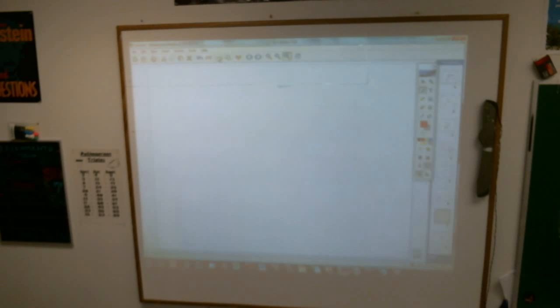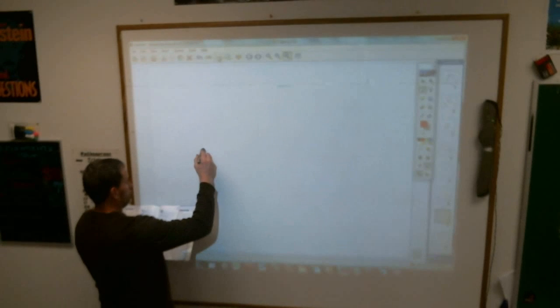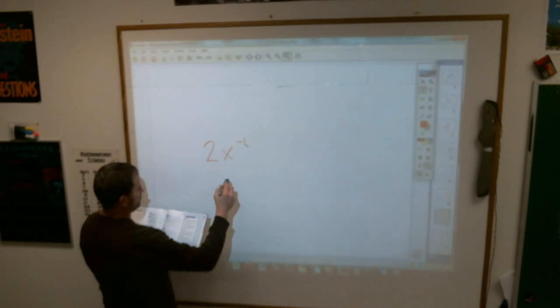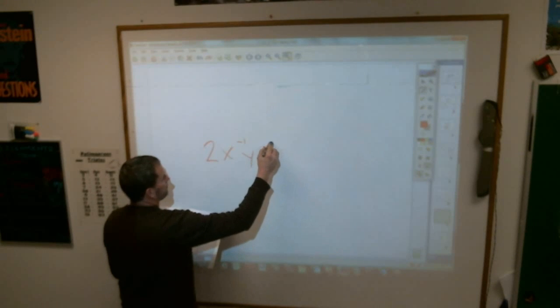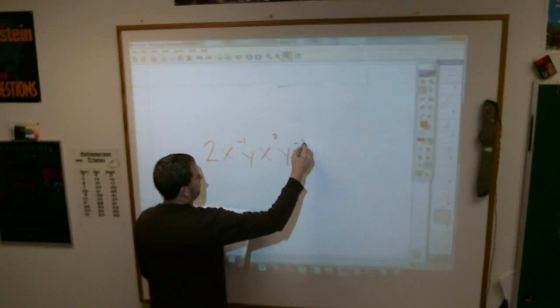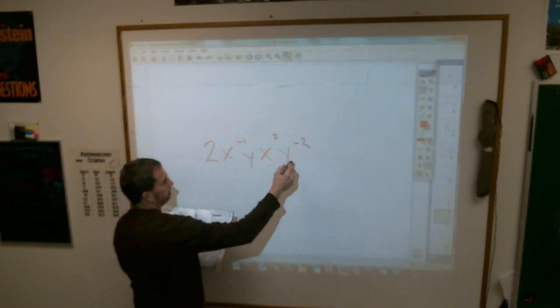Let me give you another one, because the only way to get this is just to kind of get used to doing it. You want a super hard one? Nobody said yes. I don't want to give you a super hard one, but I want to see a super hard one. Sure, here's one. 2x to the negative 1, y x squared, y to the negative 2 z.